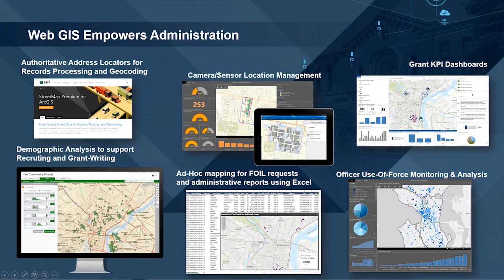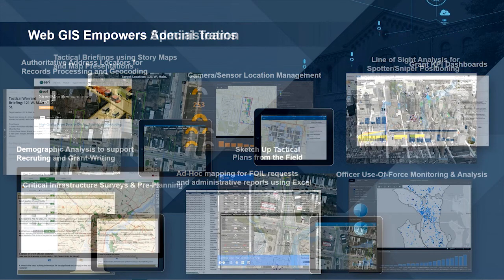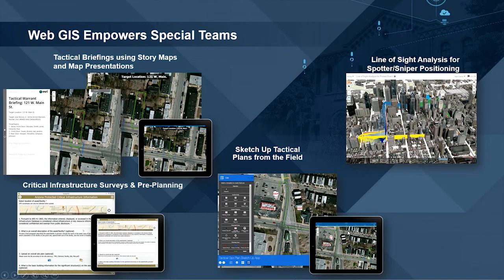For special teams, things like web application templates can be configured to support the creation of tactical plans or briefings in the field to quickly sketch up entry plans for tactical warrants, for barricaded gunmen, things of that nature, or our Survey123 app, enabling agencies to collect and manage critical infrastructure data.